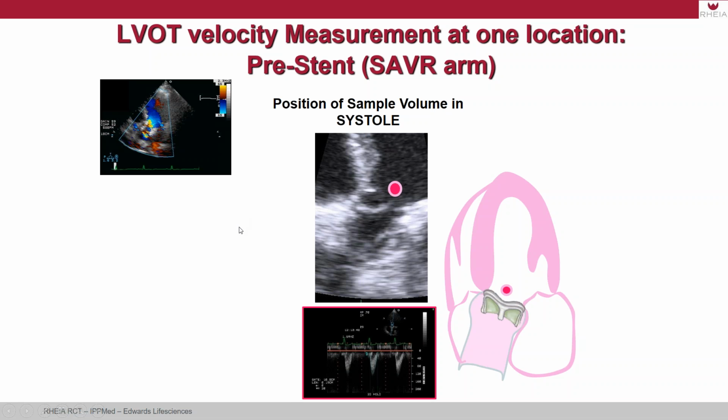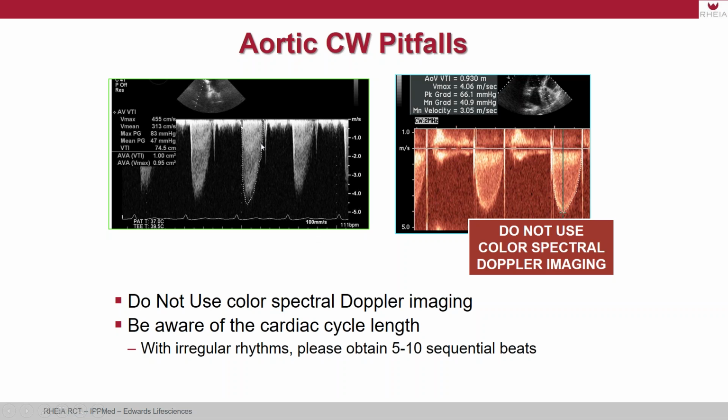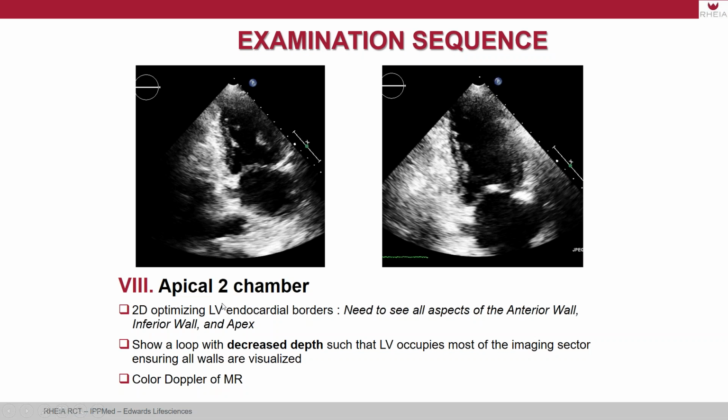So the pre-stent velocity. For the continuous wave Doppler, it is important to emphasize that we like to have this continuous wave Doppler in grayscale. I know that colorized images are maybe better looking, but for us in the core lab, it may cause us some trouble in terms of post-processing. So just give us the plain grayscale, continuous wave Doppler.